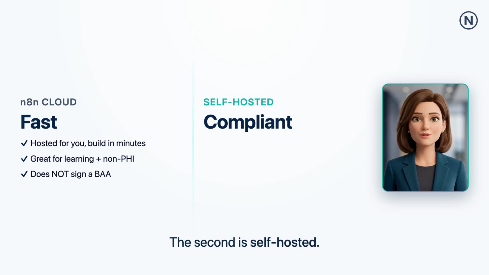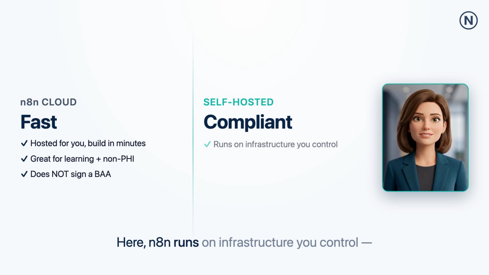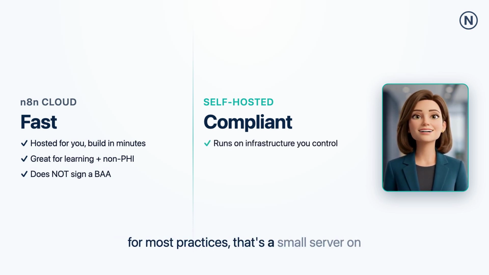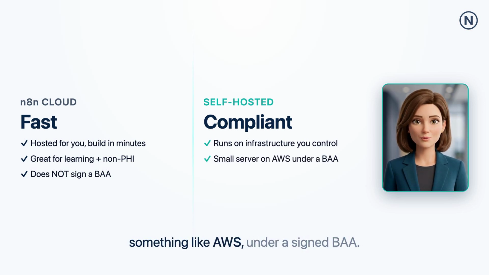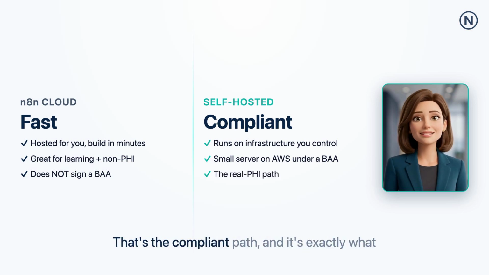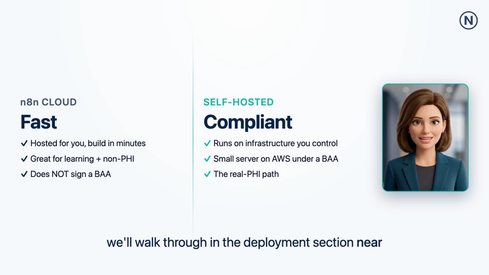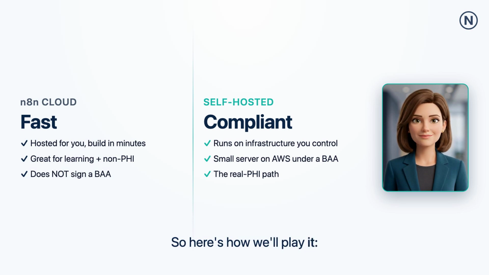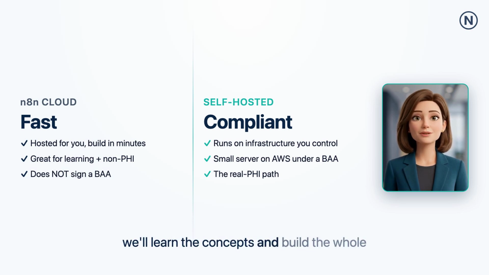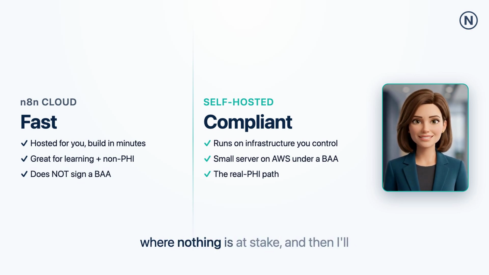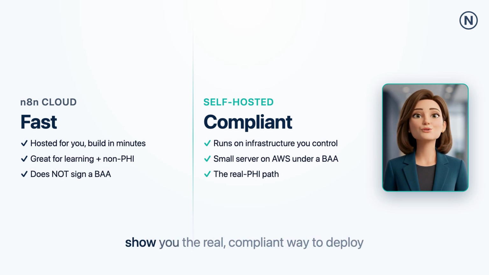The second is self-hosted. Here, n8n runs on infrastructure you control. For most practices, that's a small server on something like AWS under a signed BAA. That's the compliant path, and it's exactly what we'll walk through in the deployment section near the end. So here's how we'll play it. We'll learn the concepts and build the whole recall system on the easy cloud version, where nothing is at stake, and then I'll show you the real compliant way to deploy it.